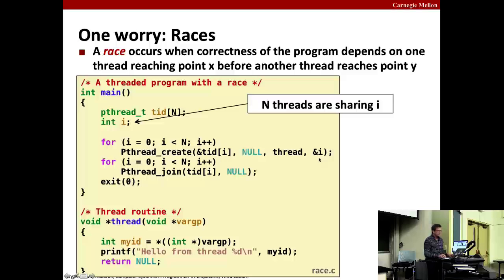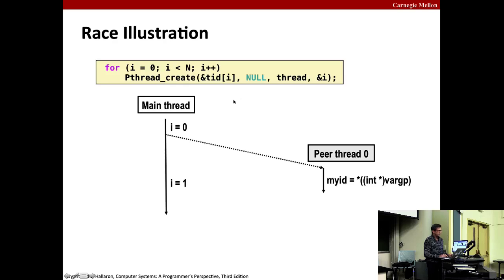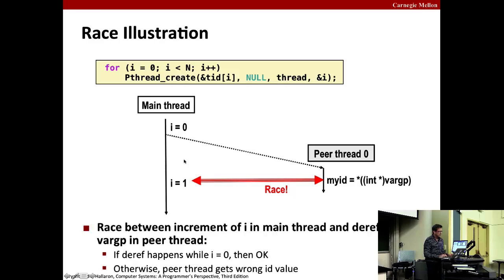And so we've seen that this causes a race. We set I initially as 0, and then we create a new thread, which is peer thread 0. And then this thread dereferences the pointer to get its local copy of the local thread ID. But now we've introduced a race between the incrementing of I in the main thread and the dereferencing of I in the peer thread. So if this dereferencing happens before I is incremented, then we're good. But if this dereferencing happens after we increment I, so in other words, when I equals 1, then we get the wrong value in the peer thread for my ID.